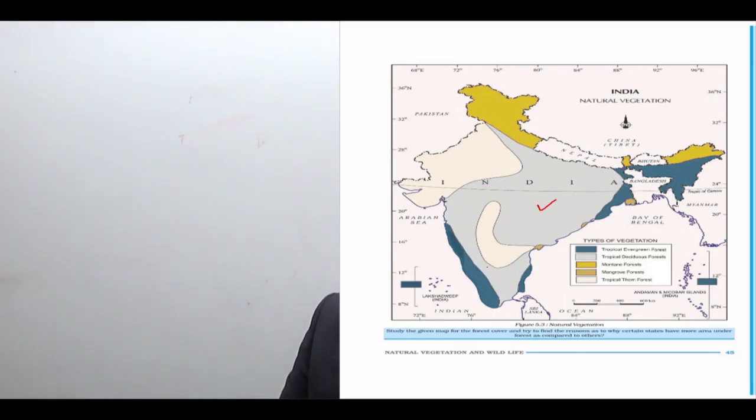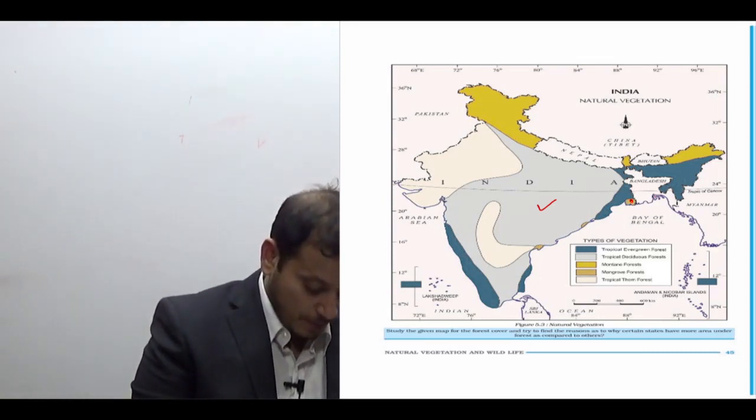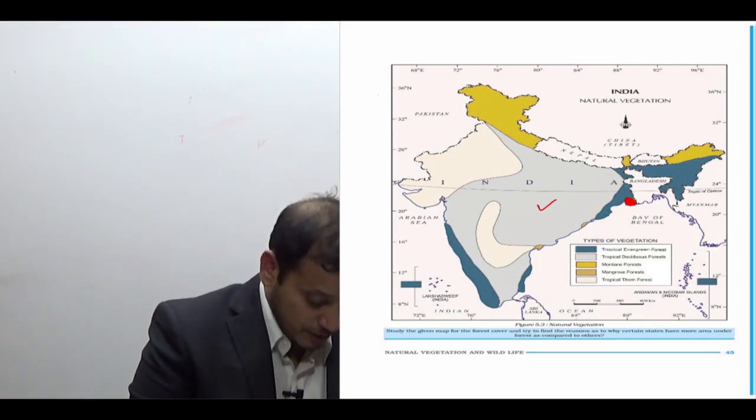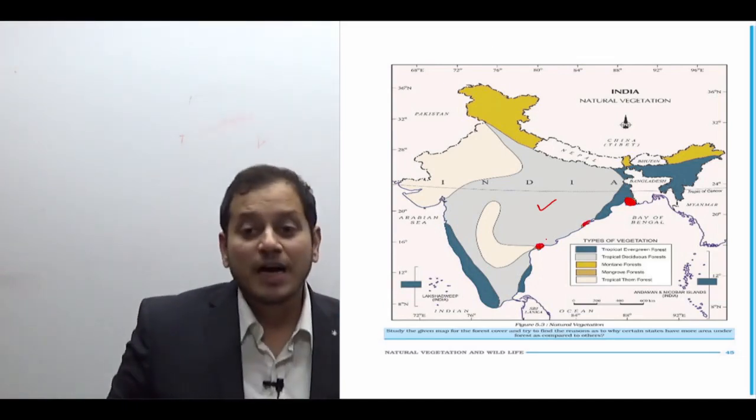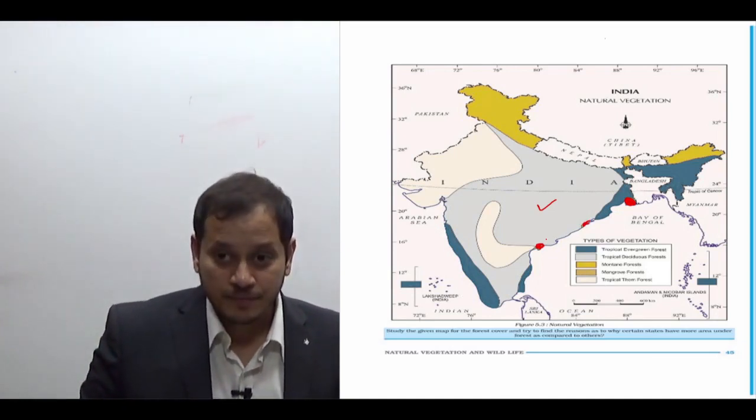Then we have the mountain forest. I told you why it is classified separately. Then we have the mangrove forest. Now, can you find the mangrove forest in the map? Here you will find the mangrove forest, which I am marking now with the red color. Mangrove forest, which we did as the littoral and swamp forest.